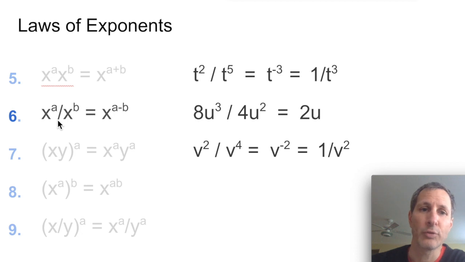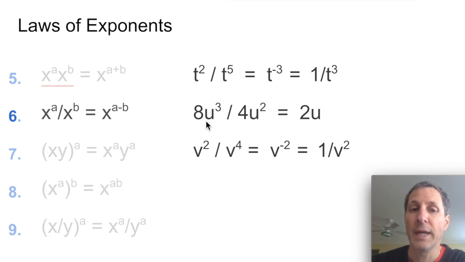Rule number 6 is the quotient rule, because we're dividing. So when we have the same base, x to the a divided by x to the b, we simply subtract the exponents. When you're multiplying two of the same base, you add the exponents. When you're dividing by the same base, you subtract the exponents. Here we have t squared divided by t to the 5th. We subtract 2 minus 5, and we get t to the negative 3. Then we could apply the negative exponent rule if we wanted to. That's equal to 1 over t to the 3 power.